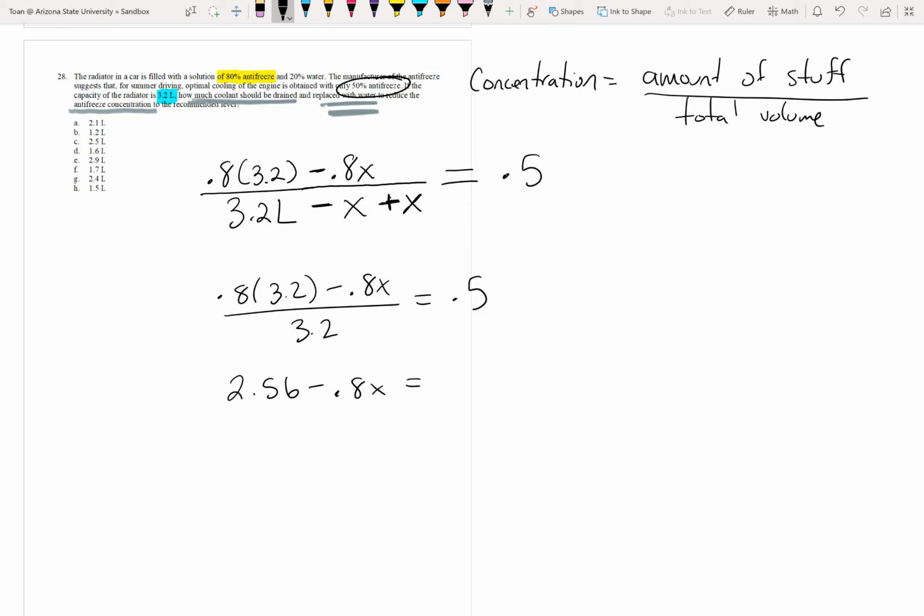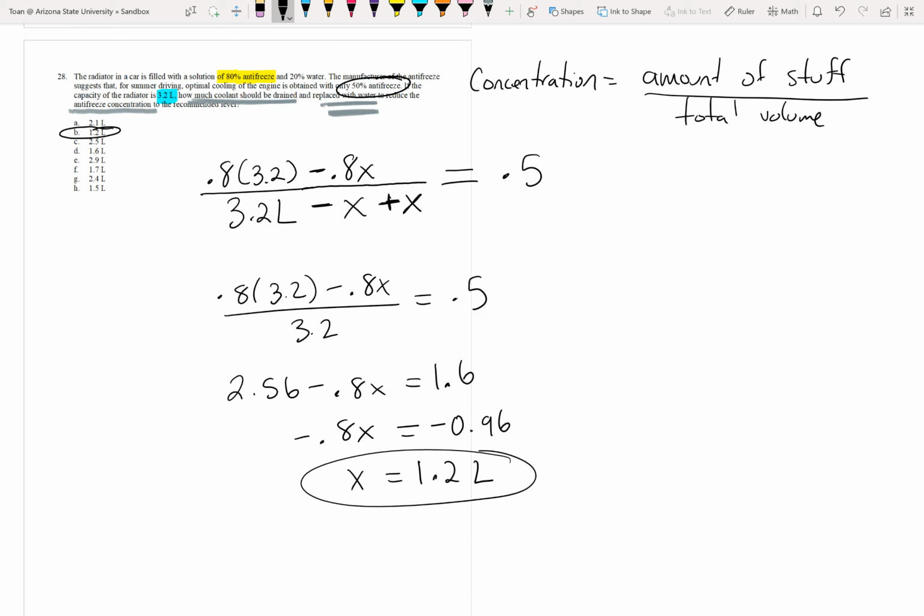So 3.2 times 0.5 is 1.6. Go ahead and subtract the 2.56 over, so that gives you negative 0.8x equals 1.6 minus 2.56 is negative 0.96, and then divide both sides by negative 0.8 gives you a positive 1.2 liters. So the answer should have been 1.2 liters, or B.